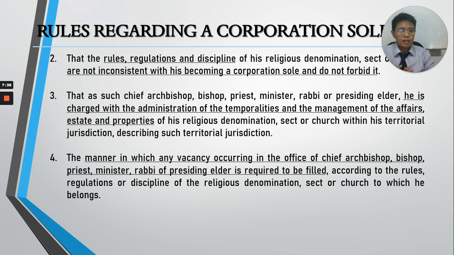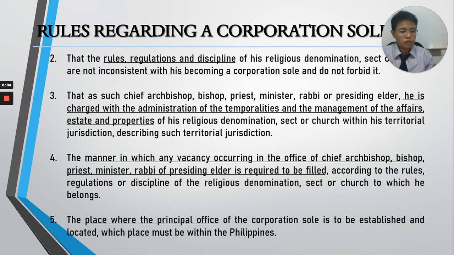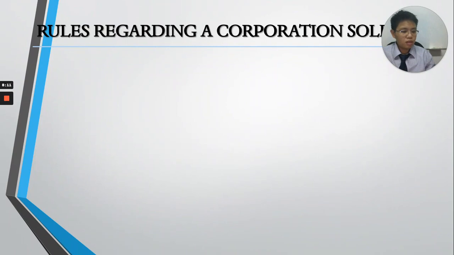Number 4, pagka namatay, paano papalitan itong chief archbishop na to, etc., etc. Yun ang kailangan. How to fill yung any vacancy. So, it can be any way na nag-vacant yung position. How it is filled must be indicated dun sa articles of incorporation. Place of principal office should be, dito kami. Ito yung aming lugar. So, the location must be within the Philippines.